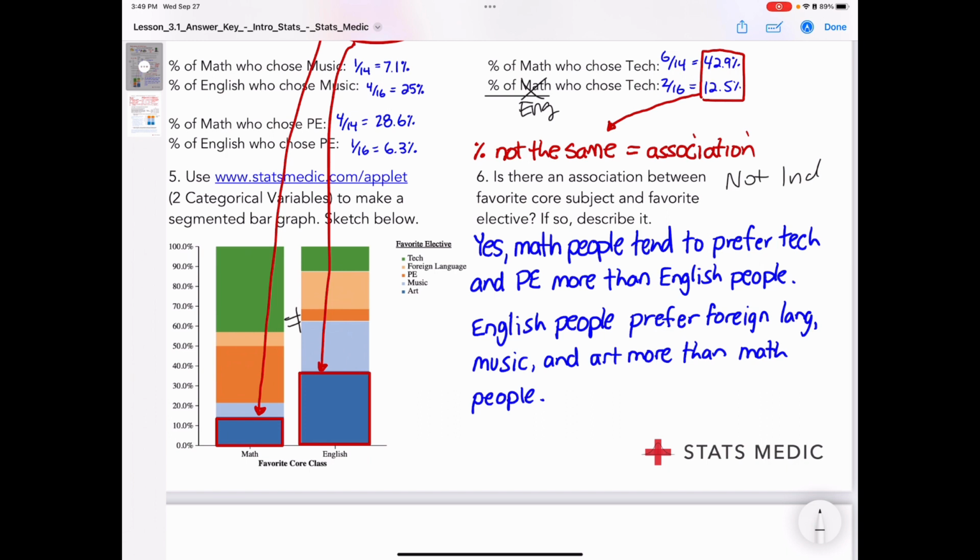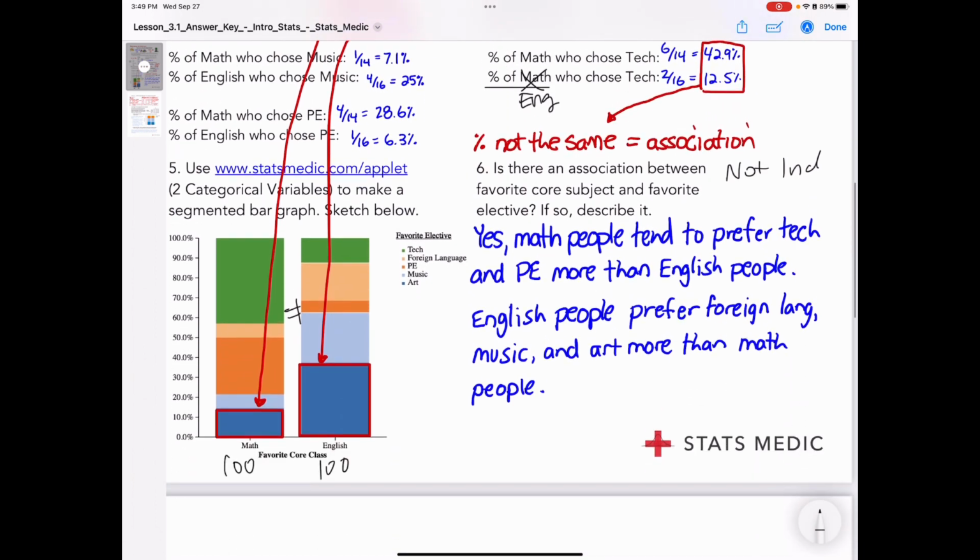Meaning, if each room had 100 people, a math room and an English room, and I said, I want you to go to the room where you have the highest probability of finding people that like art, then clearly I would go to the English room. So there's an association between the core subject they like, English, and also liking art.